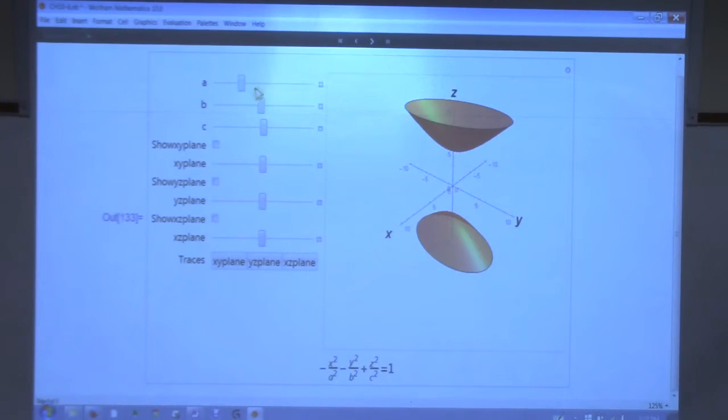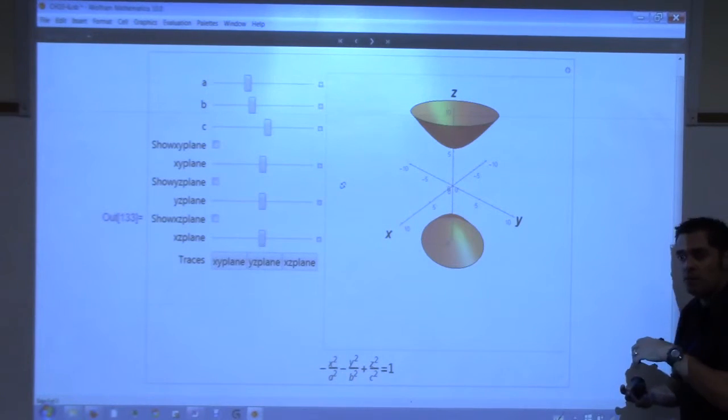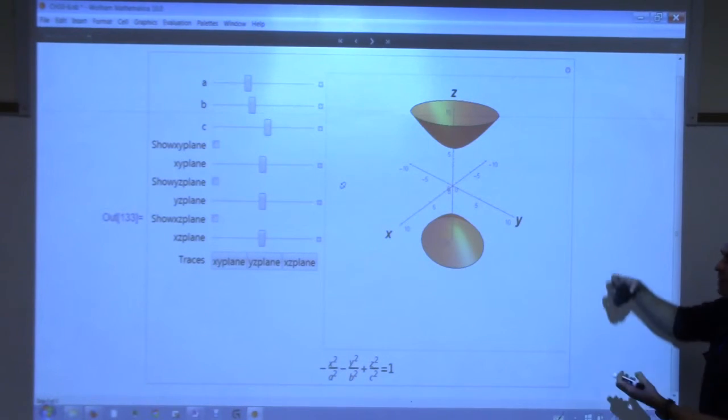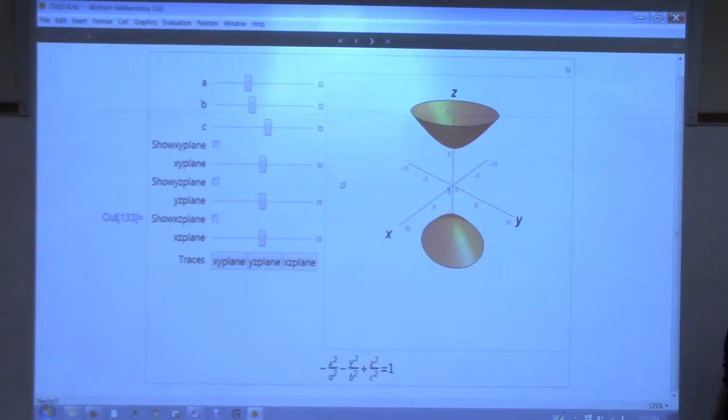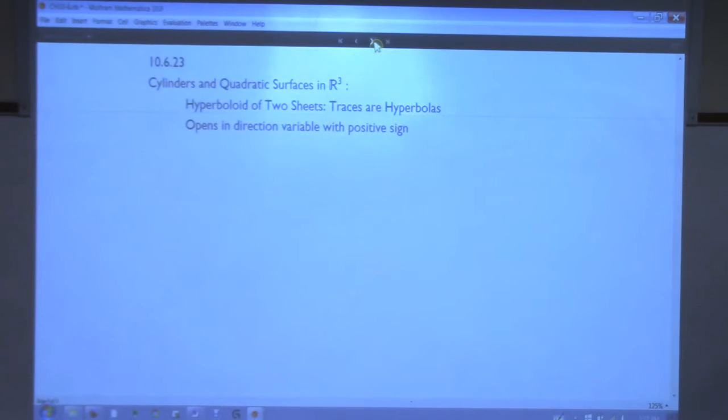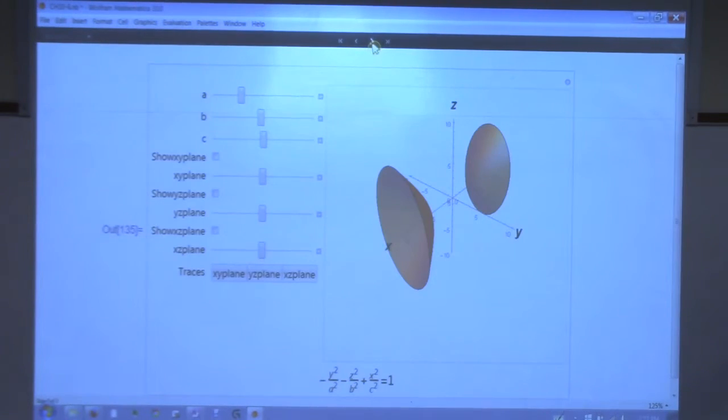And what would happen if we try to move them to get closer? Let me see if I can get them to. No, it's not going to work. If they ever met, then it would be something different. That's why they call it of 2 sheets, because they're separate. If it becomes 1, then it's the hyperboloid of 1 sheet. Imagine them coming together, and then they turn into that nuclear power plant looking thing. Of course, you can go out different directions with those bowls.